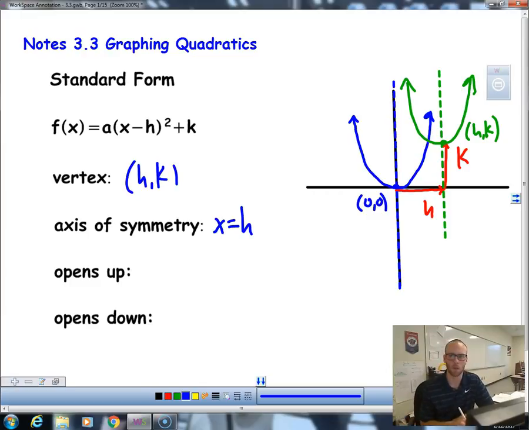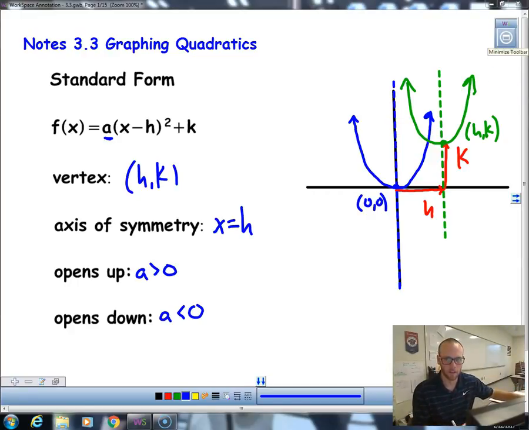All right, parabolas can open up, they can open down. What would give us that? As we're familiar with our transformations, a tells us if the graph is going to open up or down. It's going to open up if a is positive. We know if a is negative, that reflects it over the x-axis, which means it would open down. There we go. So this is the important information that we need to graph quadratics in standard form.